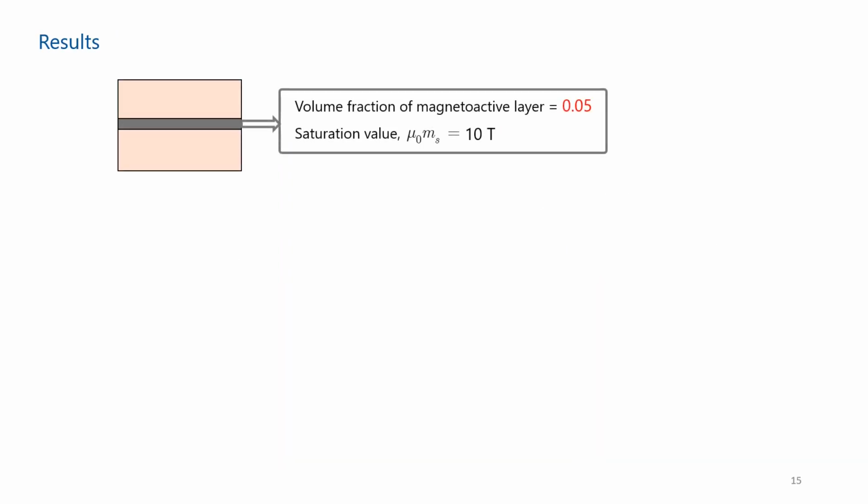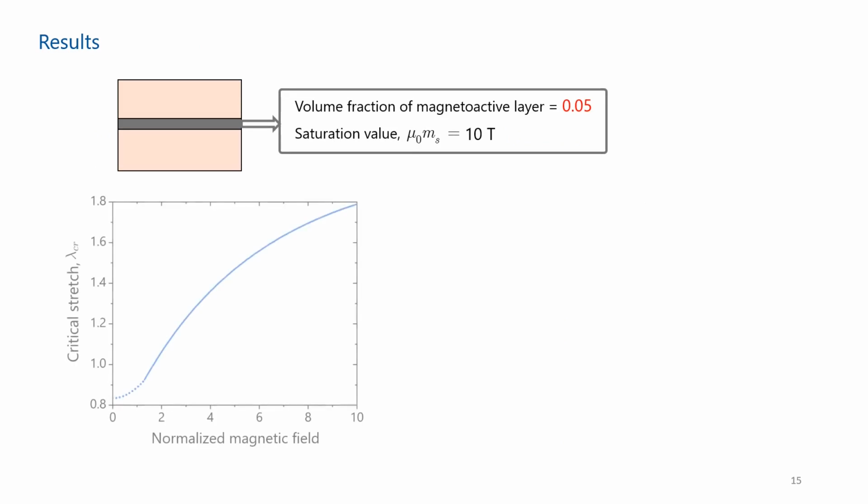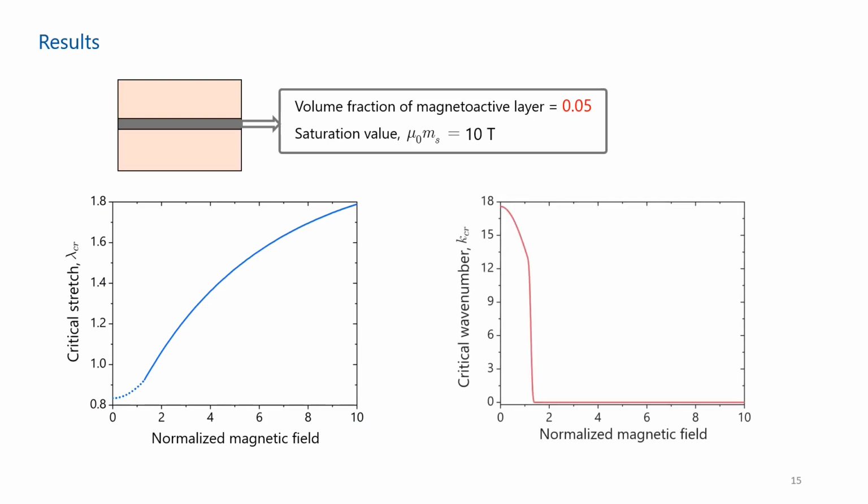First, let us consider the laminate with a smaller volume fraction of active layer, that is 0.05. This plot shows the critical stretch versus the applied magnetic field. Clearly, the critical stretch increases with the field, agreeing with what we saw in experiments. Now, let's look at the change in the critical wave numbers.